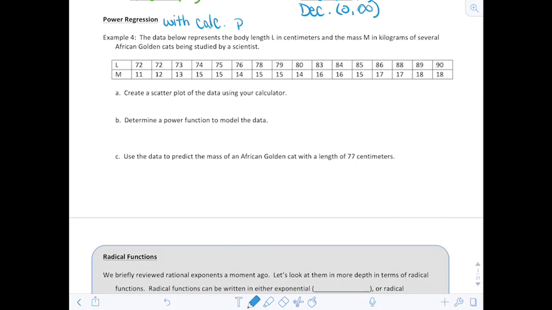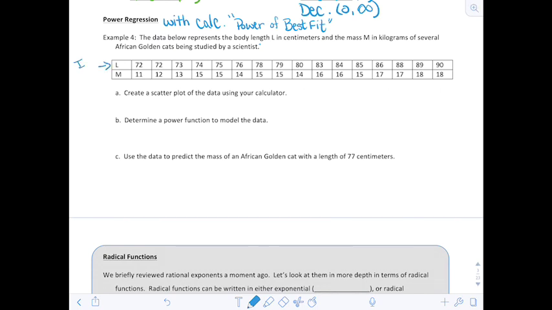this is like a power function or a power of best fit. This regression line, but the values are going to generate really a power function. So for example 4, let's read this data. It represents the body length L in centimeters and the mass M in kilograms of several African golden cats being studied by a scientist.